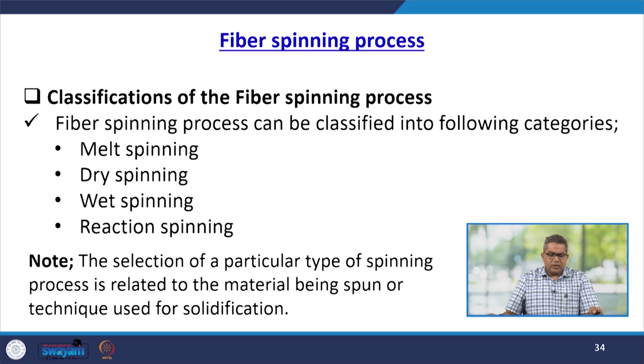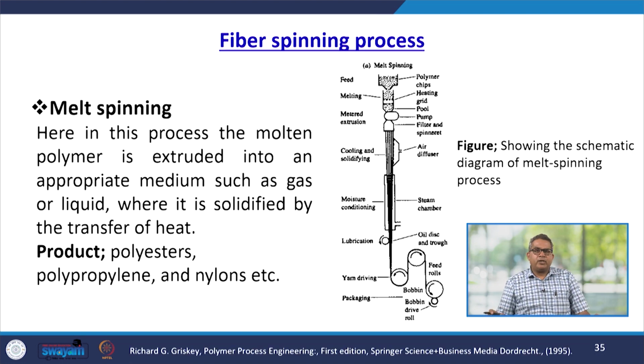Now let us talk about the classification of fiber spinning processes. The fiber spinning process can be classified into different categories like melt spinning, dry spinning, wet spinning, and reaction spinning. The selection of a particular type of spinning process is related to the material being spun or the technique used for solidification.